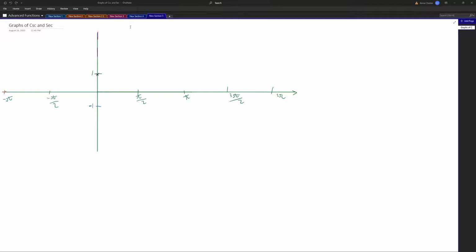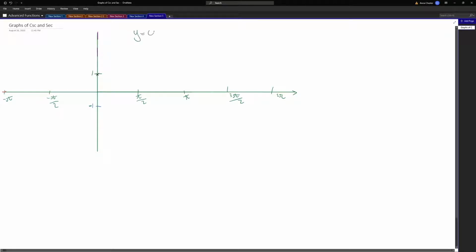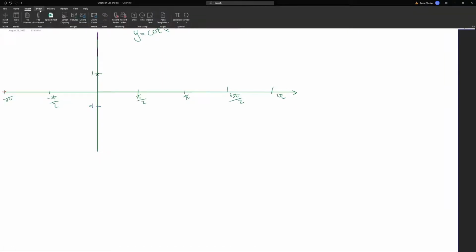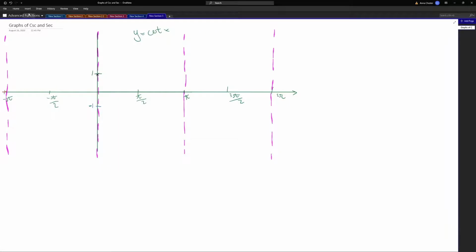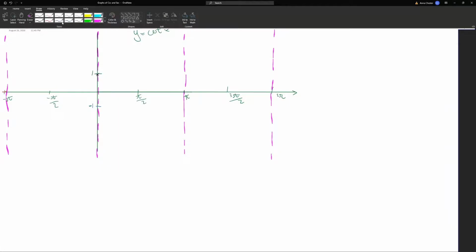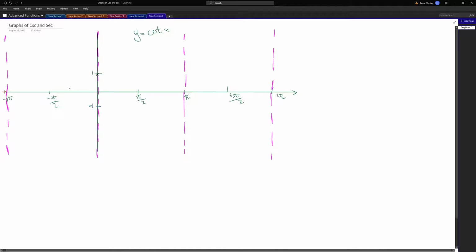Okay, so let's now graph the function y equals cotangent of x. Again, we have learned that our asymptotes would be wherever sine of x is equal to 0, which is on every multiple of pi. So let's draw them out. There you go. Then we also know that for every point where cosine of x is equal to 0, we would have a 0. So this is a 0, this is a 0, this is a 0.